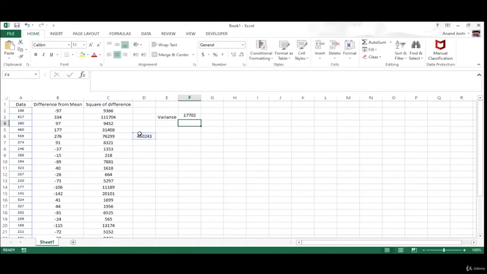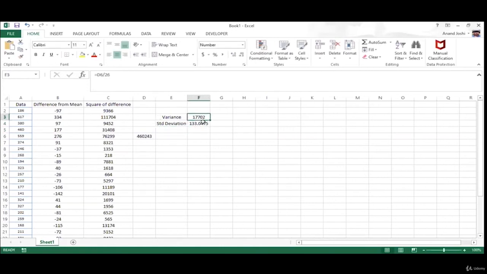Yes. So my variance comes out to 17702. Now we need to take the square root. Guys, can I please request those who don't have a query to keep yourselves on mute, because it's getting distracting. Sorry. So I've taken the square root of the variance, and that would be my standard deviation.